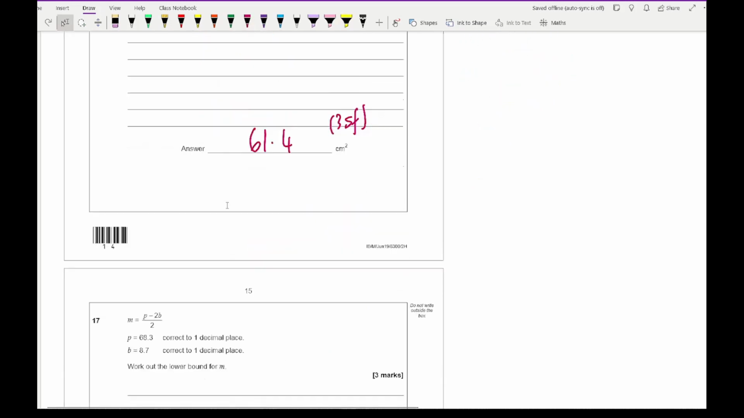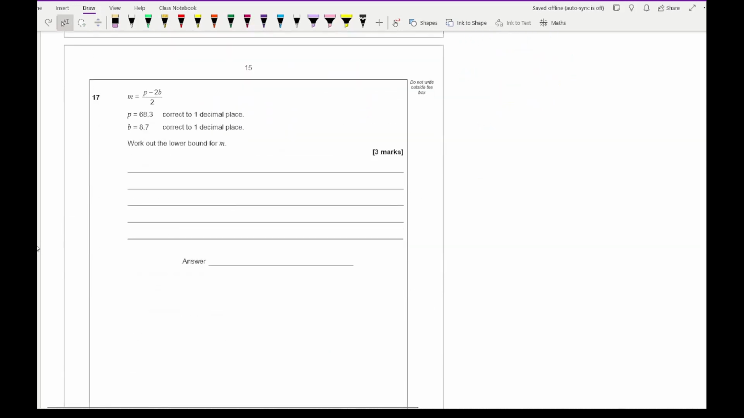Moving on to question 17, it says that m equals p minus 2b all over 2. P has been rounded to correct to 1 decimal place, and b has been rounded to correct to 1 decimal place. And the question is asking me to work out what the lower bound of m is going to be. Now, to get the smallest possible value of m, I need to get the numerator to be the smallest. So with p minus 2b, I need p to be small and this to be big.